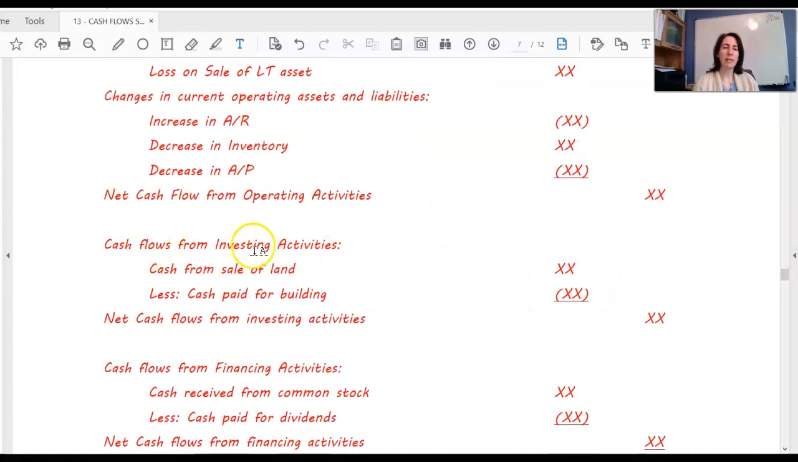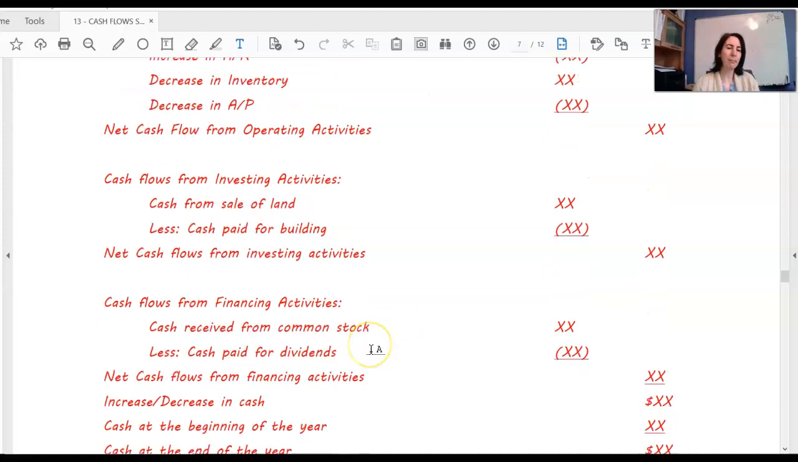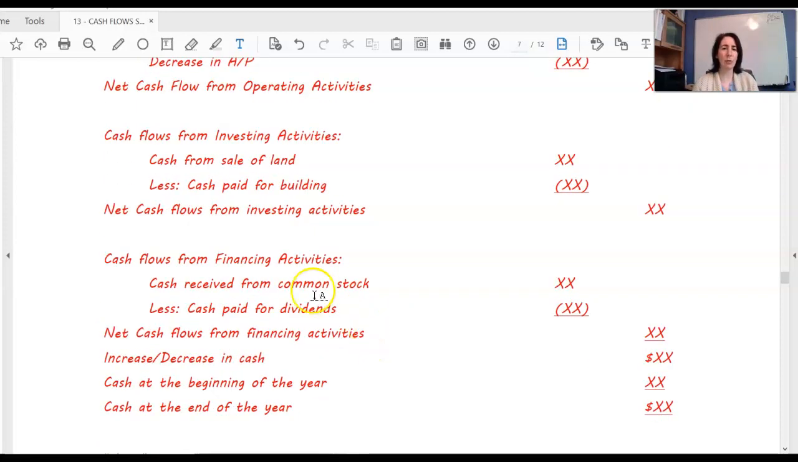From there, you've got the cash flows from investing activities. Investing is your own buildings, your own stuff, your investments. You're buying, you're selling, so again we're looking at this in terms of cash inflows and outflows. Cash from the sale of land would be a cash inflow, a positive. If you're buying a building, that's a cash outflow, a negative. It's not a bad thing to have a negative net cash flow from investing activities, because it means you're investing in yourself. You've got cash going out because you're investing.